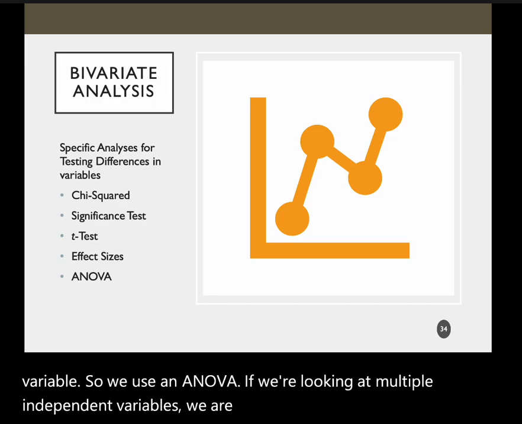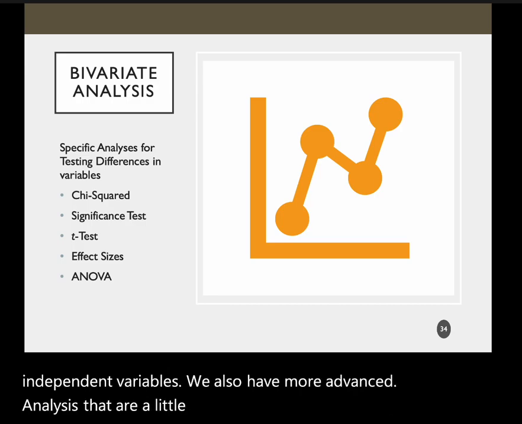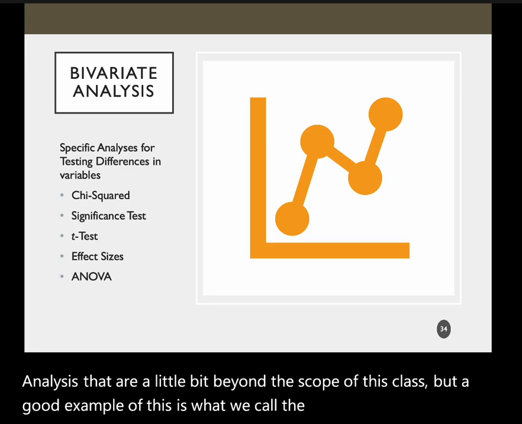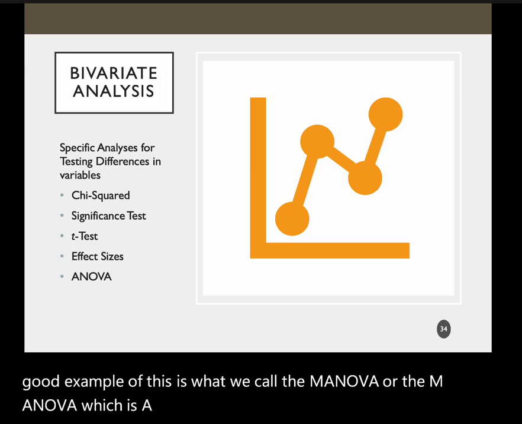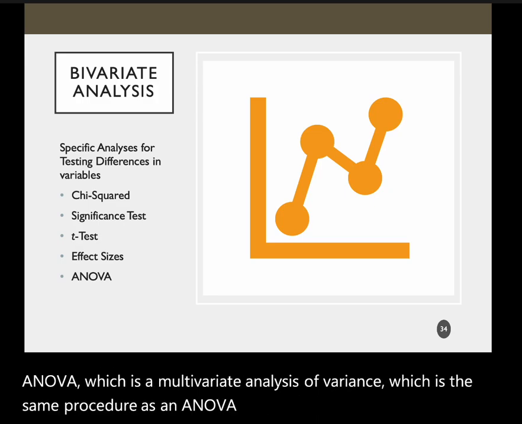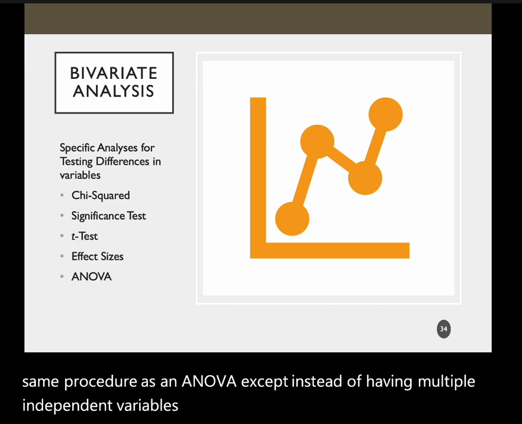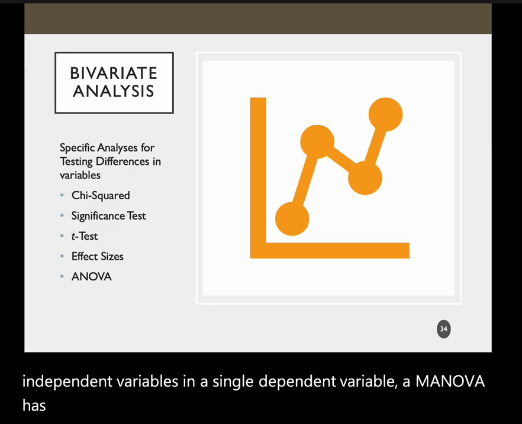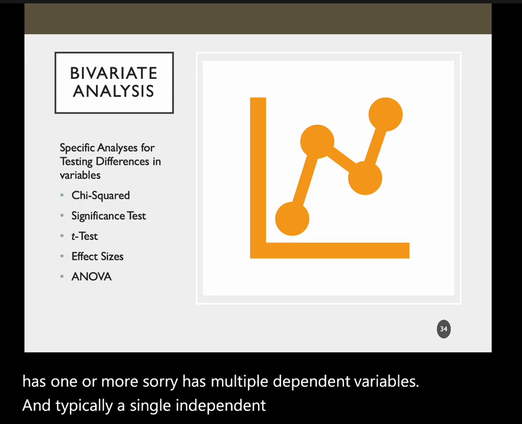We also have more advanced analyses that are a little bit beyond the scope of this class, but a good example of this is what we call the MANOVA, which is a multivariate analysis of variance, which is the same procedure as an ANOVA, except instead of having multiple independent variables and a single dependent variable, a MANOVA has multiple dependent variables and typically a single independent variable.